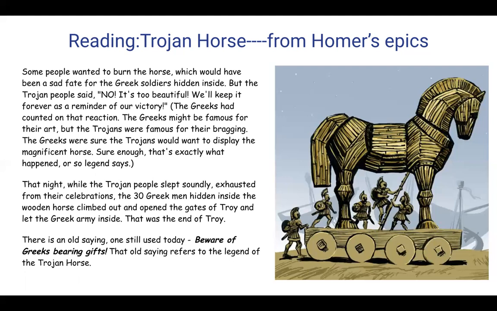That night, while the Trojan people slept soundly, exhausted from their celebrations. So what is soundly? Soundly simply means slept safely or calmly or peacefully. Exhausted means that they are tired from their celebrations. And 30 Greek men hidden inside the wooden horse climbed out and opened the gates of Troy and led the Greek army inside. That was the end of Troy.